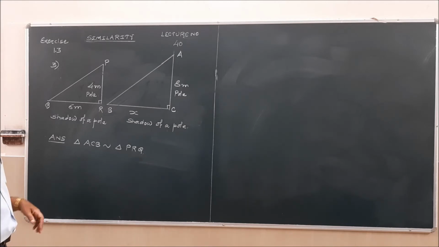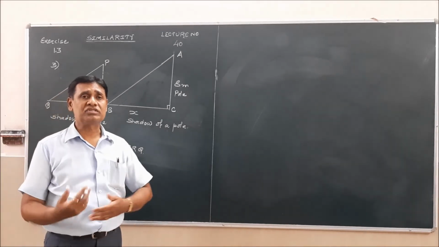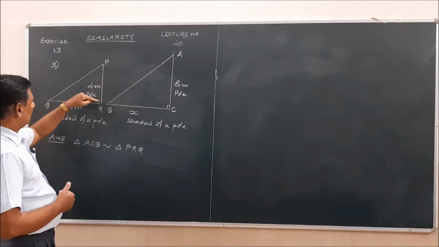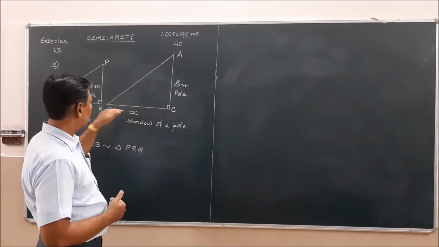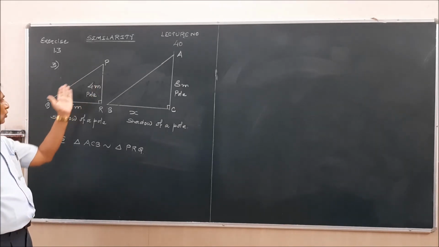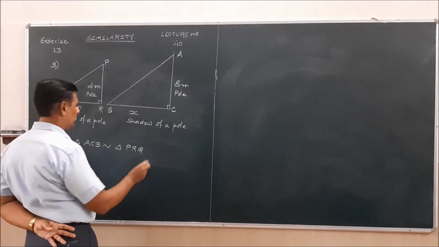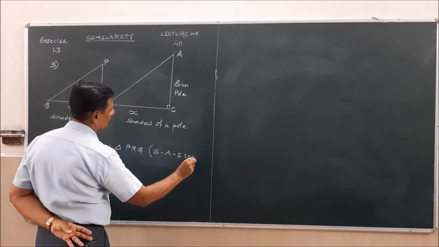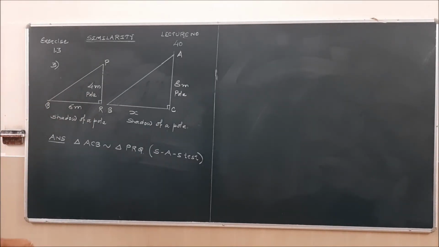Now actually they have given it to us this way. You surely think by which test they are similar. Of course you must think that way: side, 90 degree, and side. So, side-angle-side. Because the shadow always falls in front of the pole, this is the shadow. Correct? So triangle ACB is similar to triangle PQR by SAS. No need to prove it at all.